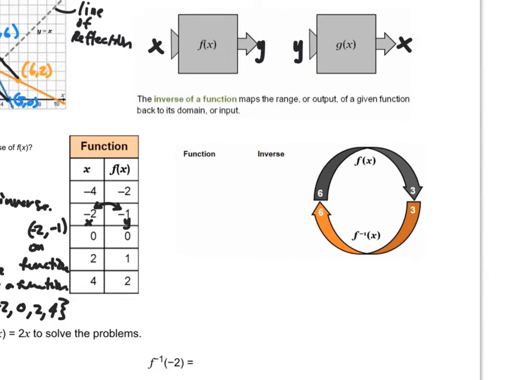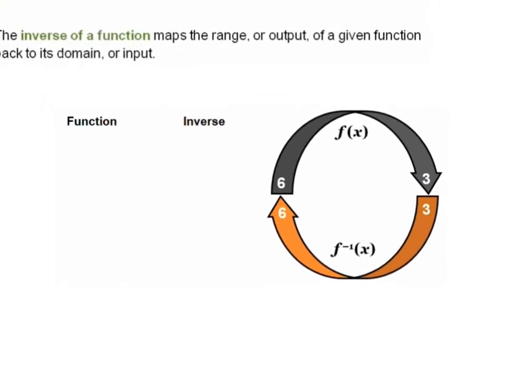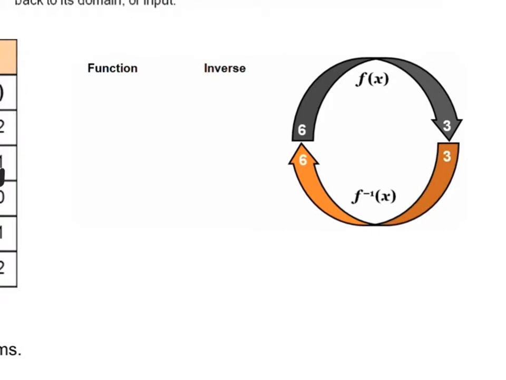All right, so then, this model over here just shows kind of what a function does and then what its inverse does. Okay, and if you were to plug in 6 into your function, then you'd get 3. But then if you took your inverse and you plugged in 3, then you would get 6.